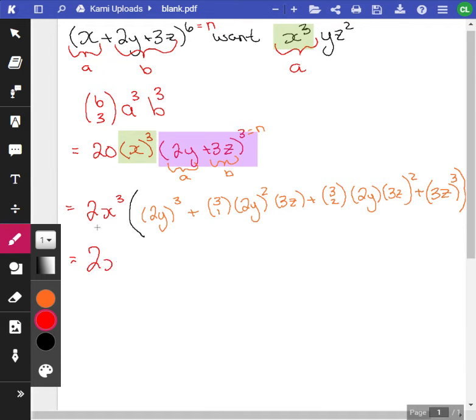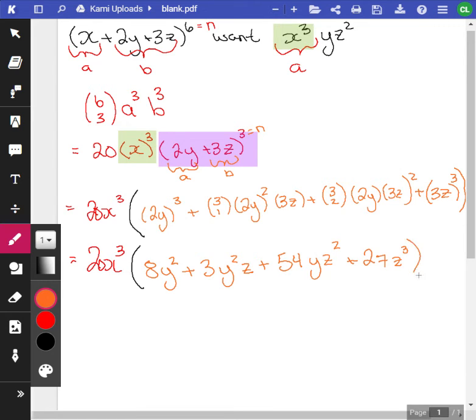So now, once I do a little bit of simplifying, we keep again the 20x cubed. Now we're going to have 8y cubed plus 36y squared z plus 54y z squared plus 27z cubed. So all I did was simplify this expansion doing the math.